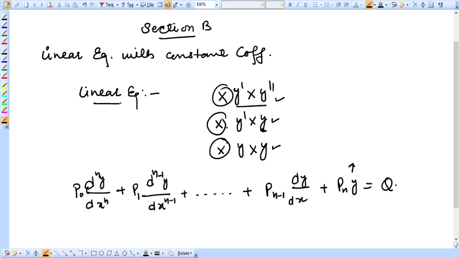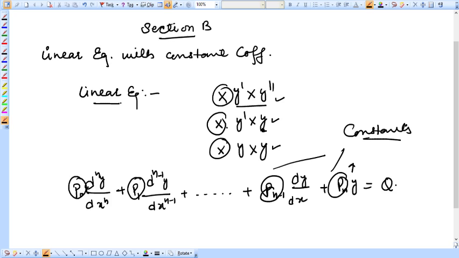Also you see, the p's are functions of x only. If the p's were functions of x and y, then it wouldn't be a linear equation, because y would then be multiplied with a derivative, right? And now if all these p's, which right now are functions of x, are constants, then we call this equation a linear equation with constant coefficients.